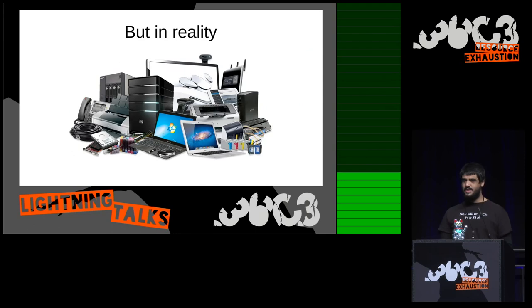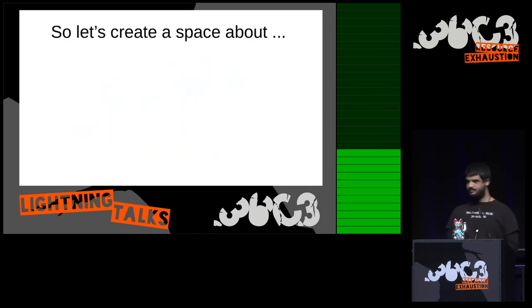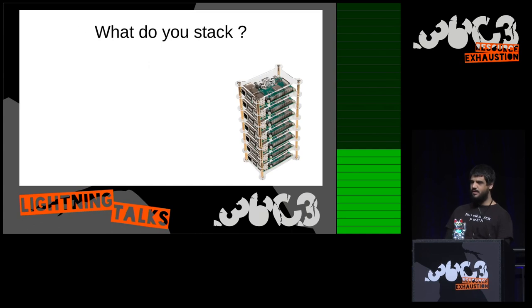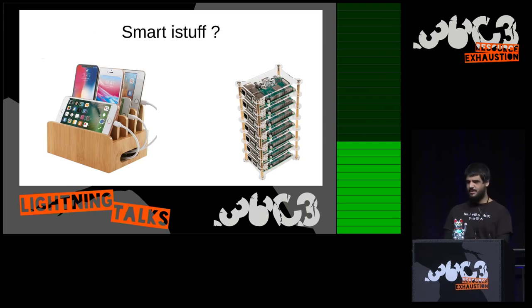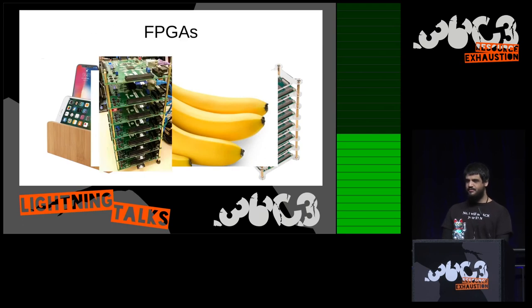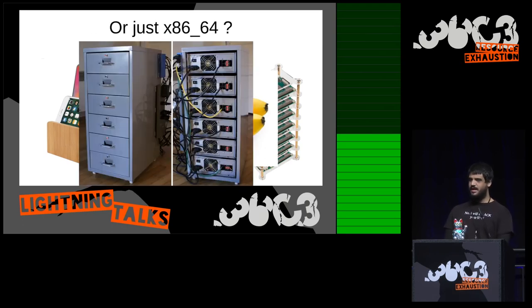But actually, the reality is that we use a ton of cores in our day-to-day life, even not directly. Let's say graphics cards have even a couple thousand cores. Routers have a ton of ASICs and other very fast processing units. So this is what gave me the idea to create this assembly about whatever you can technically stack, even if this is Raspberry Pis, smart devices for whatever reason, bananas, why not, FPGAs, or even just old school x86-64 computers.